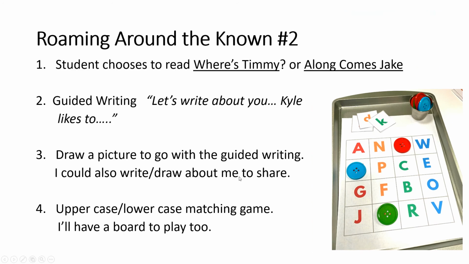The next day, I could either finish whatever I didn't finish on the first roaming session, or I might go on and do something a little different. So I think I'm going to plan to have the child choose which book he wants to read. There's two books that I know he's got in his browsing box. One is Where's Timmy? And then another one called Along Comes Jake. These are both level F texts. And I'm just going to put those two texts down and say, which one do you want to read to me? And then I'll have him read.